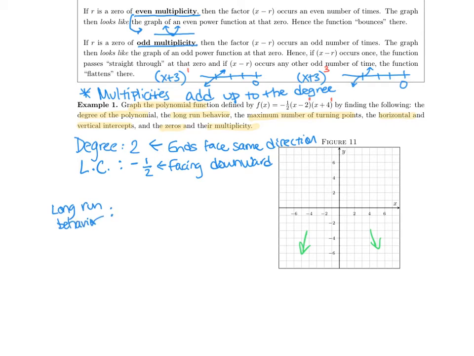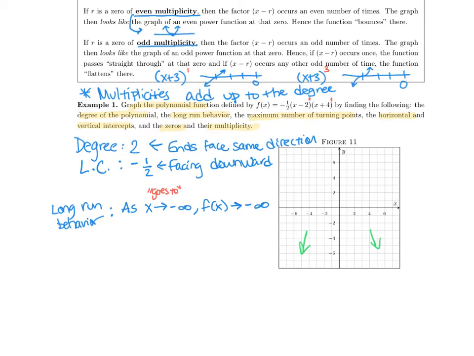So the long run behavior is kind of like the end behavior, but we need to use specific notation to describe the directions of these arrows. So I see that my left arrow over here is facing downward. So I'm going to write this as x goes to negative infinity, f of x goes to negative infinity. So that arrow right there, that's me saying goes to. So that's what the arrow means.